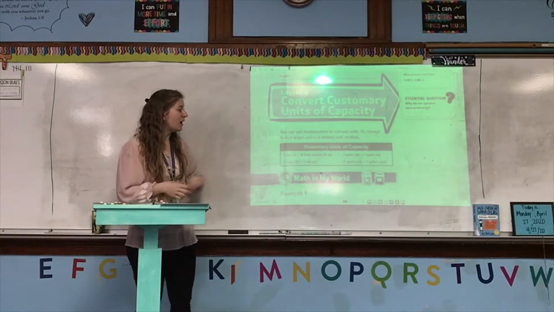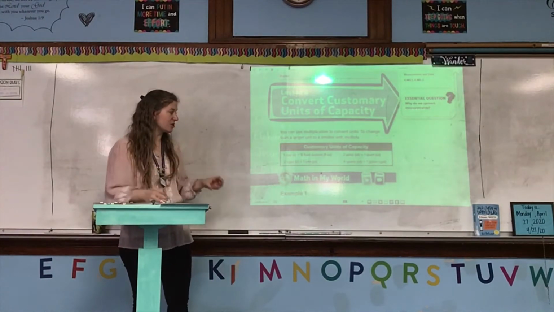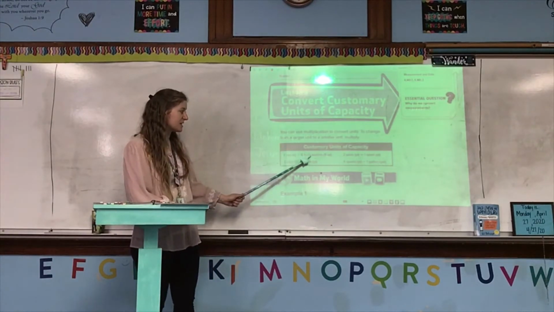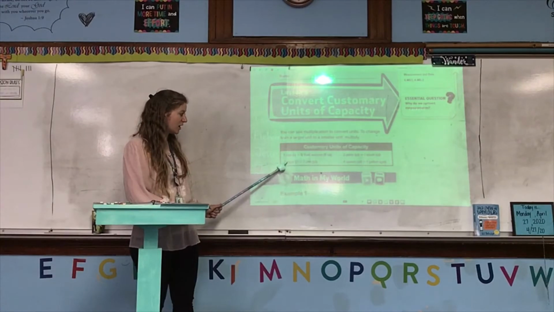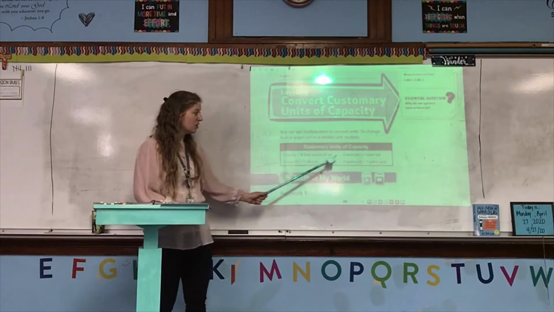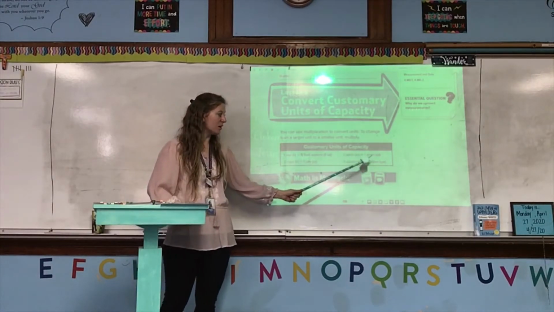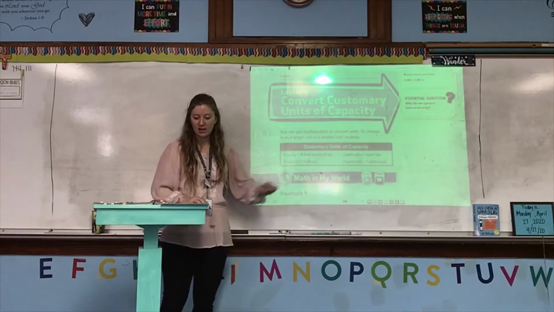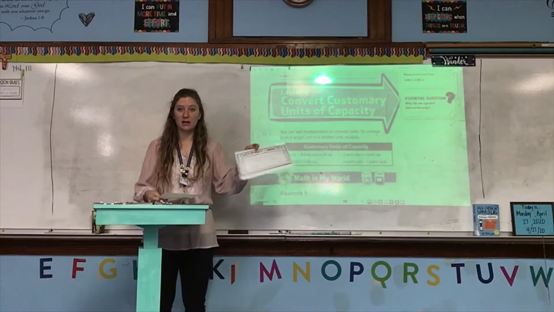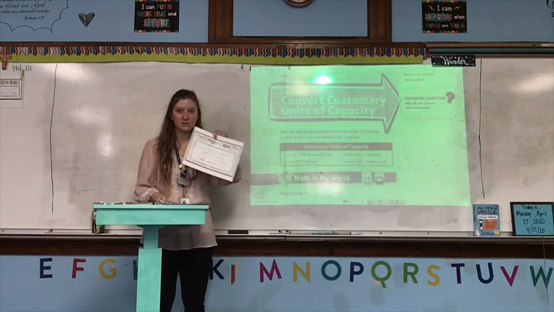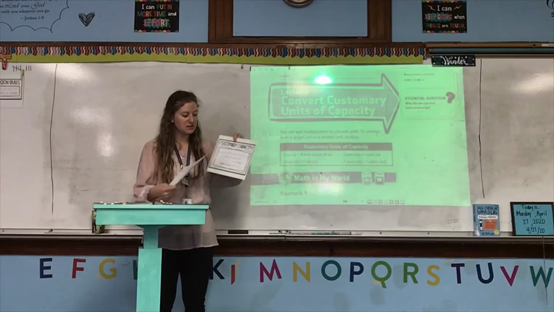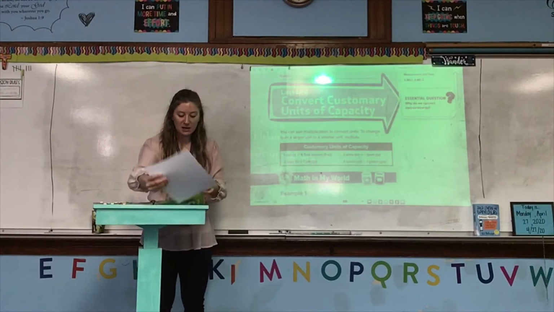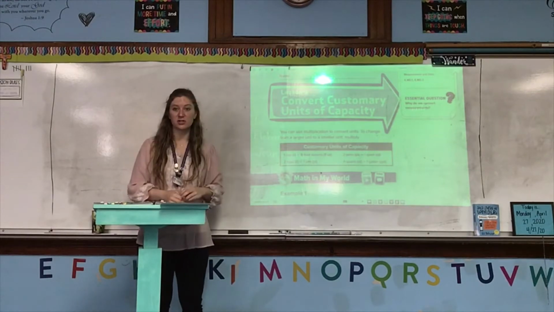We have another customary units of capacity conversion chart, which again tells us that 1 cup is the same as 8 fluid ounces, 2 cups is the same as 1 pint, 2 pints is the same as 1 quart, and 4 quarts is the same as 1 gallon. So you have a conversion chart here. You have one on your anchor chart. I personally feel like this one's a little easier to use, and you don't have to keep flipping back and forth. But there's another conversion chart.